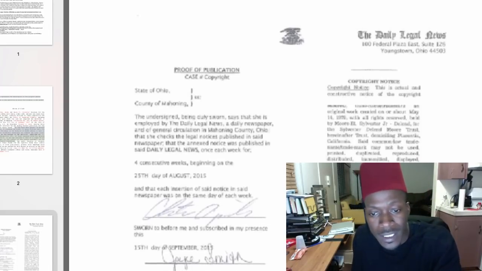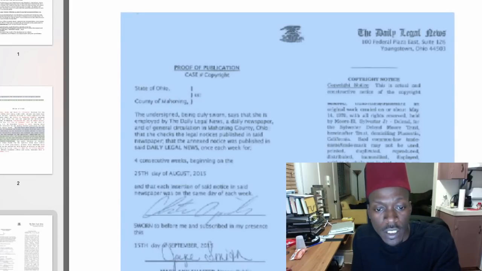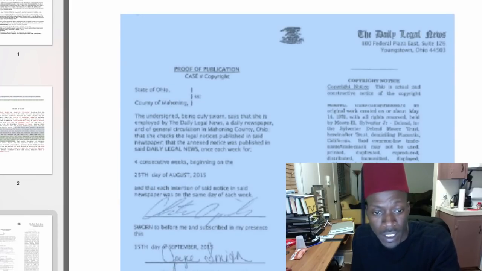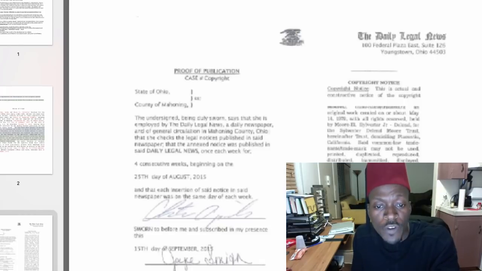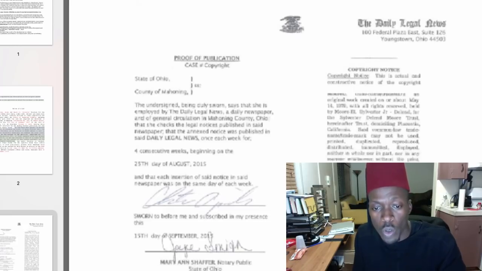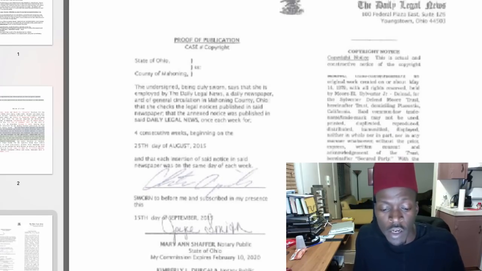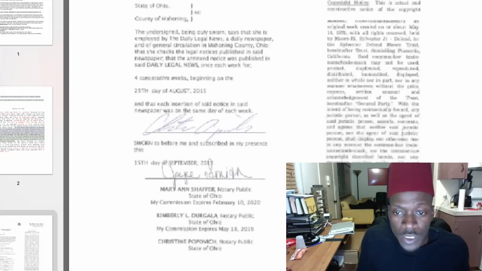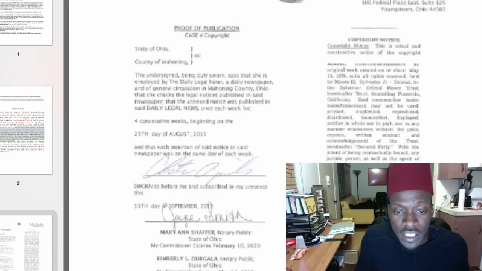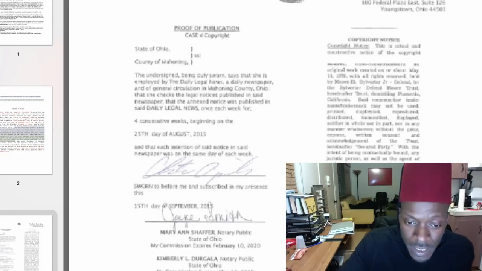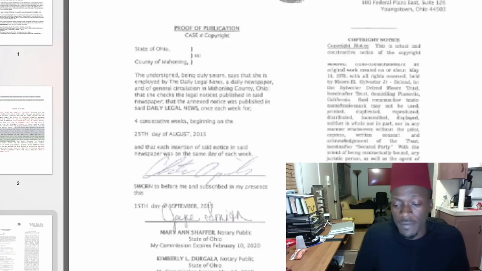But notice this is set up like a court case. This particular publication was a copyright. So they say proof of publication. The case is a copyright. They line it up, the state, the county, and they lay it all out, and it's signed by a few parties that work for this legal publication, and they are notaries. So with their seals and their signatures, you can actually authenticate this as evidence of the publication in the state.